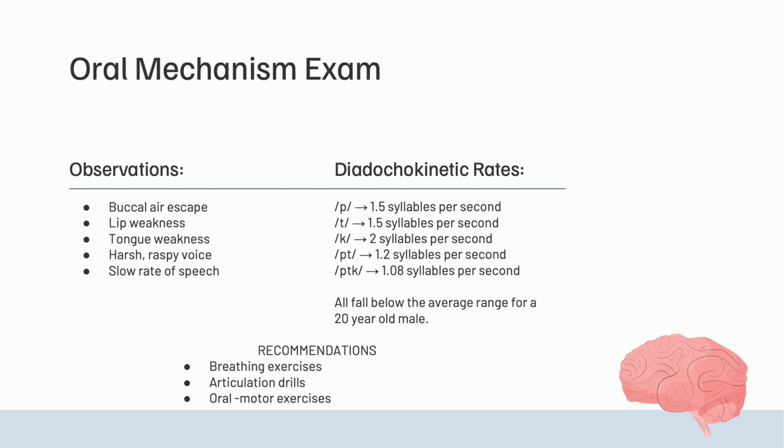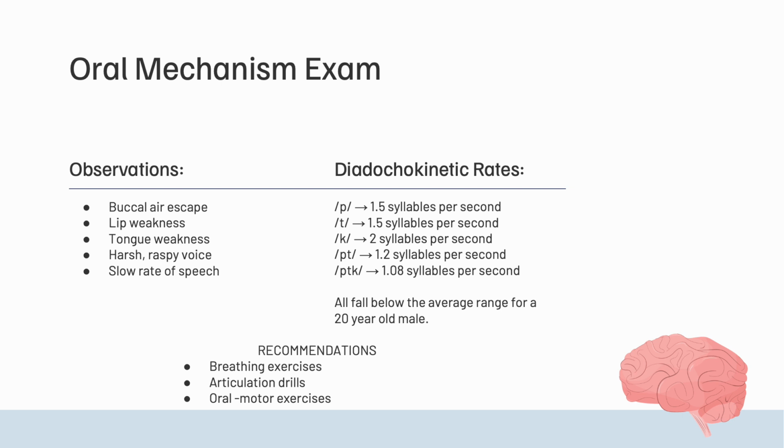Now on to the oral mechanism exam. During the oral mech, it was observed that Burton had buccal air escape, lip and tongue weakness, a harsh raspy voice, as well as a slow rate of speech. But everything else, such as symmetry of his face and mandible, was within normal limits.